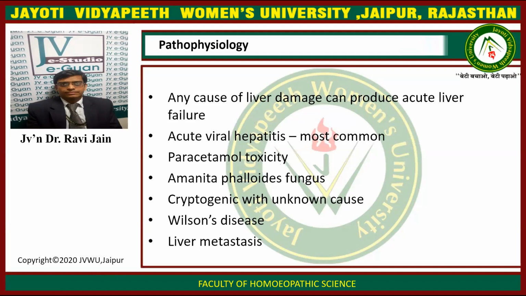Now, what is the pathophysiological reason? Any kind of liver damage can produce acute liver failure. The causes include acute viral hepatitis, which is the most common cause, and paracetamol toxicity. The third is Amanita phalloides fungus. Then we have cryptogenic, the unknown or hidden cause, Wilson's disease, and liver metastases that can be responsible for liver failure.